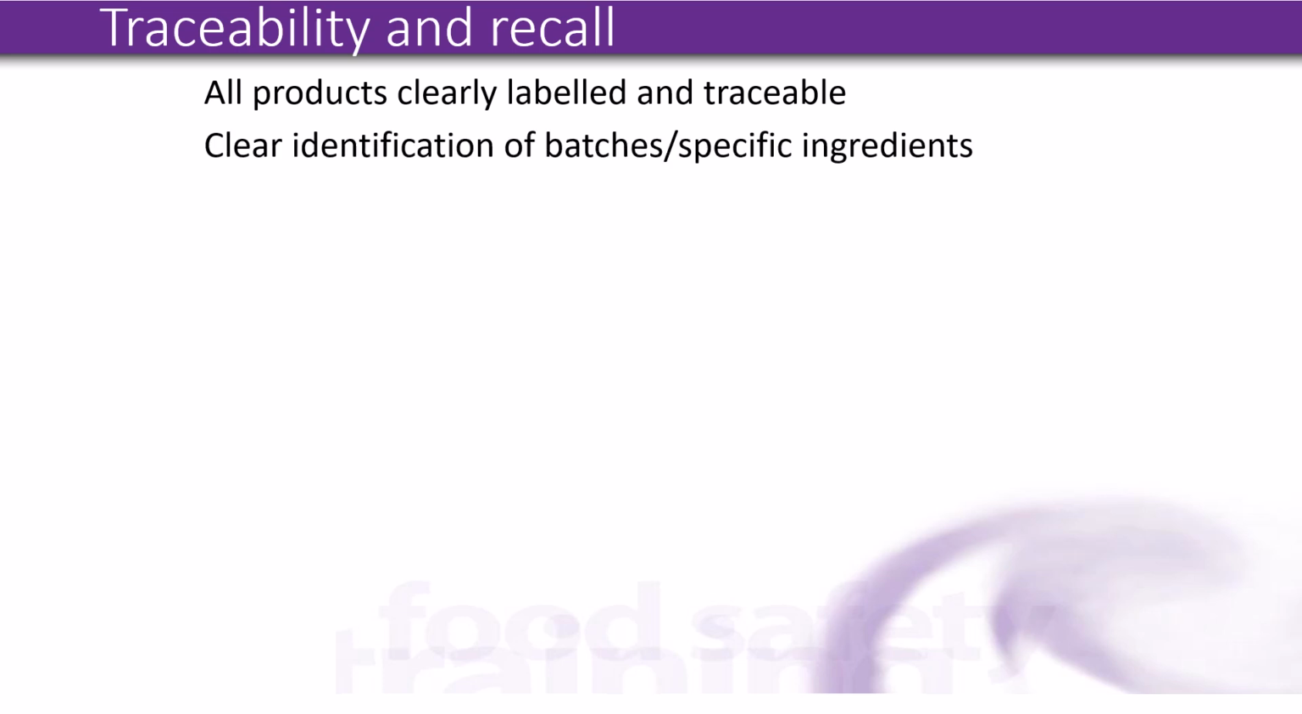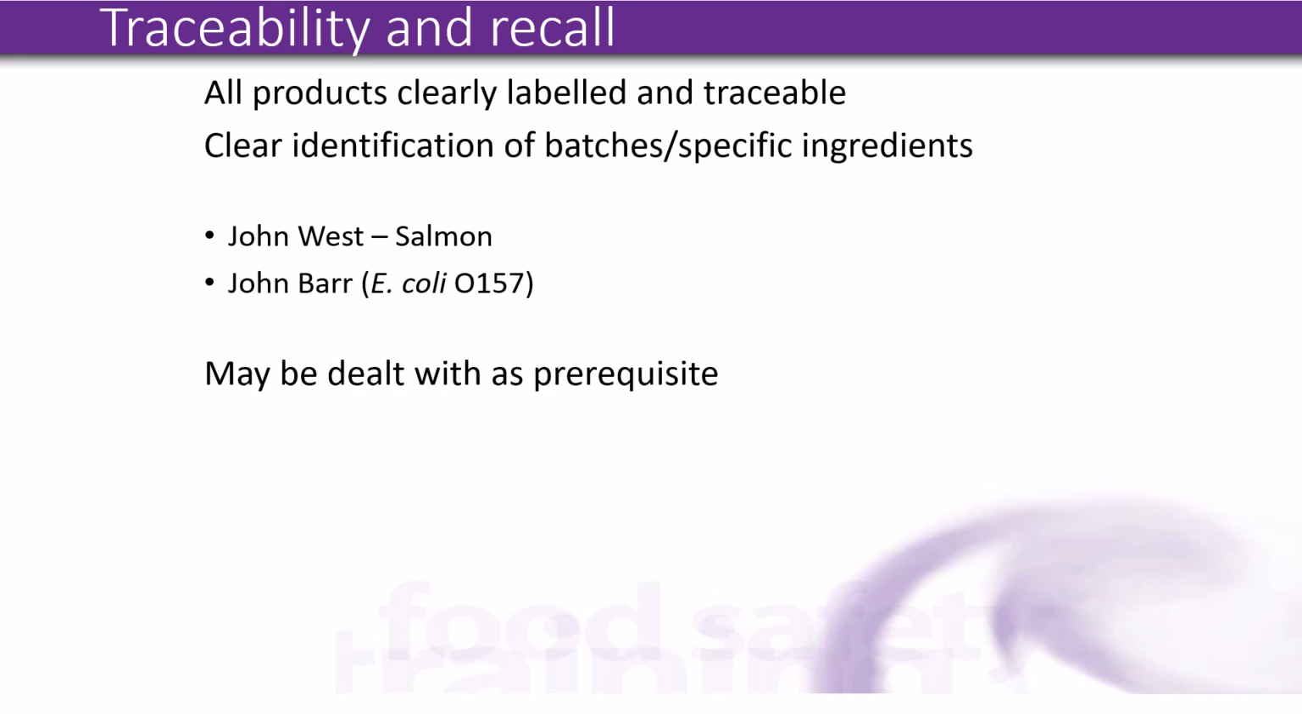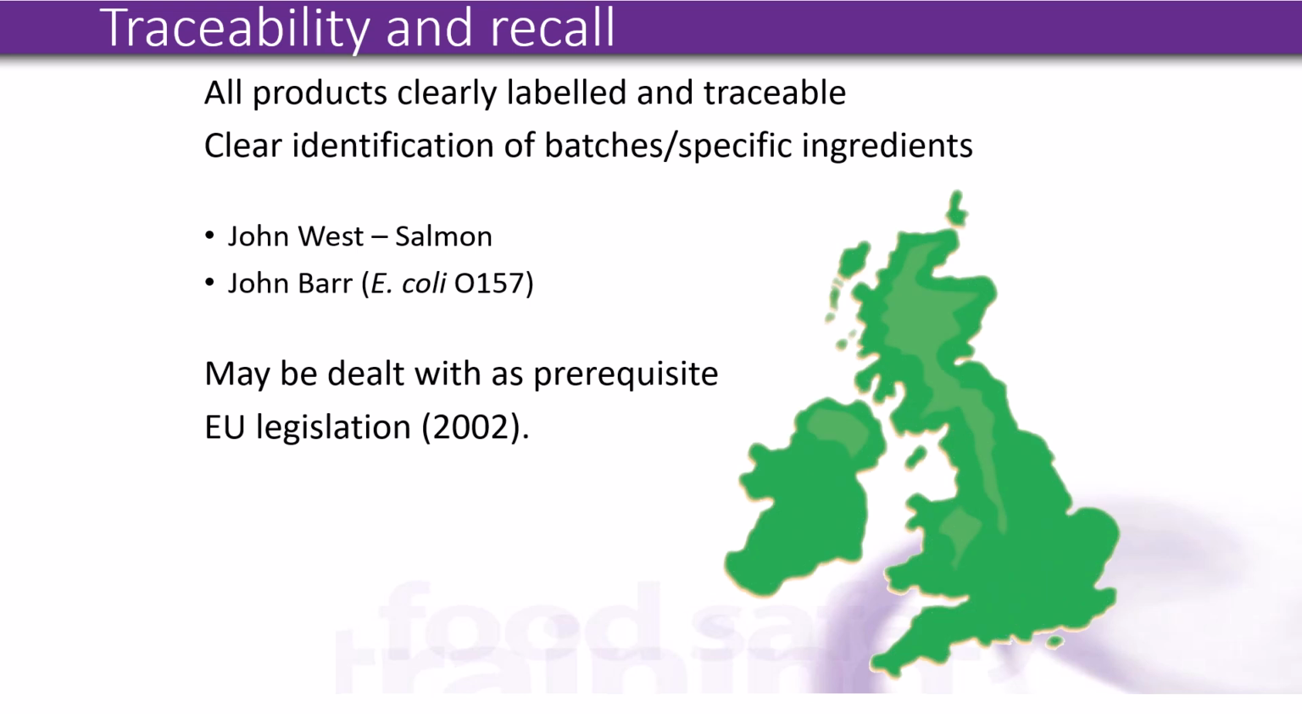Traceability and recall. All products should be clearly labelled and traceable, with clear identification of batches and specific ingredients. For example, there was a problem with John West salmon several years ago, and John Barr with E. coli O157, and quite a few people died from that. This may be dealt with as a prerequisite under the EU legislation 2002.